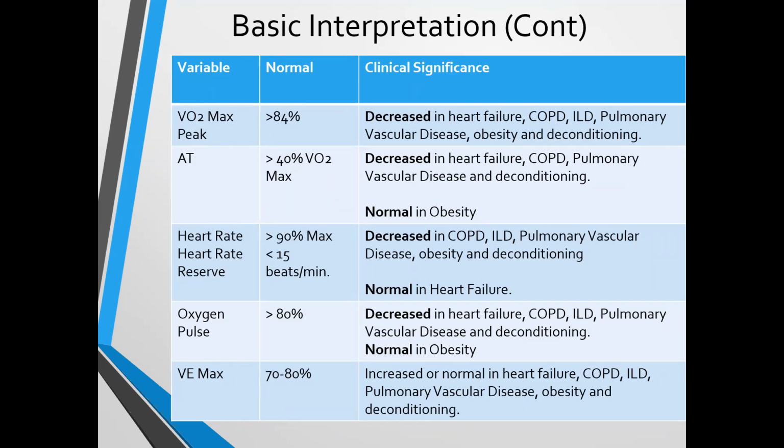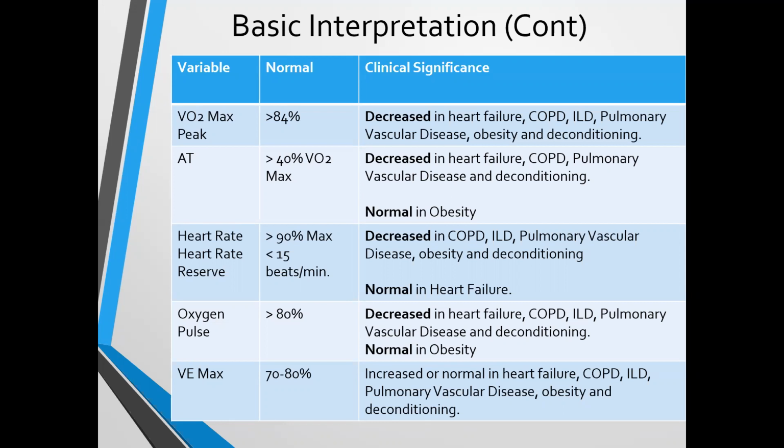And then we have heart rate and heart rate reserve. What that's really talking about is you can calculate someone's normal heart rate and then their maximum heart rate. Typically when people are training, say they want to climb a mountain, Kilimanjaro or something along those lines, they're going to target like 75% of their maximum heart rate. The heart rate reserve would be how much south of that maximum heart rate you actually are. It's decreased in COPD. You can read the rest of the conditions, ILD, pulmonary vascular disease, and it's normal in heart failure.